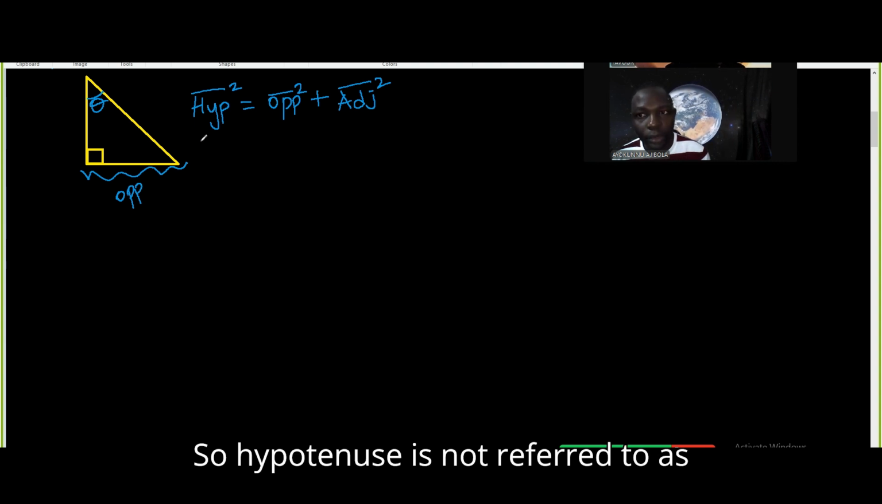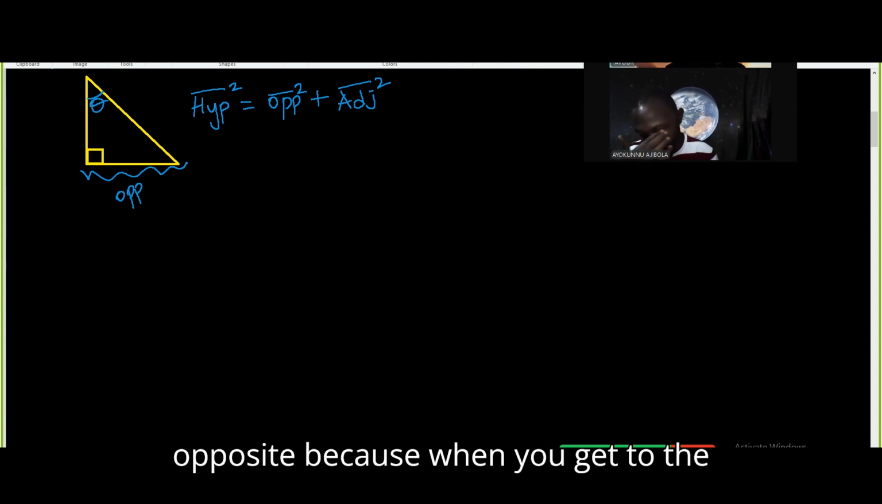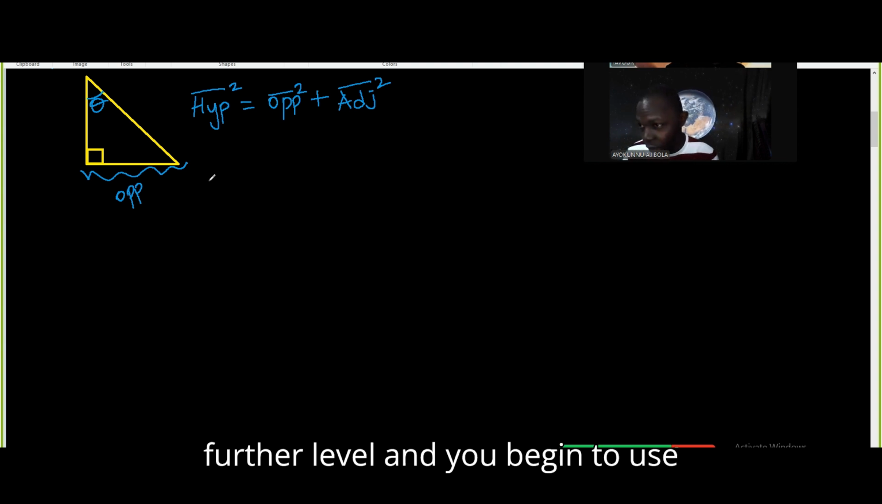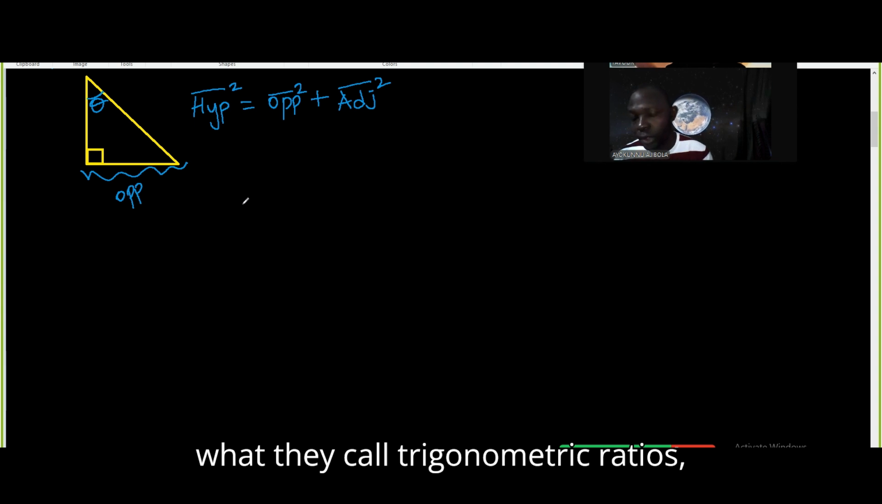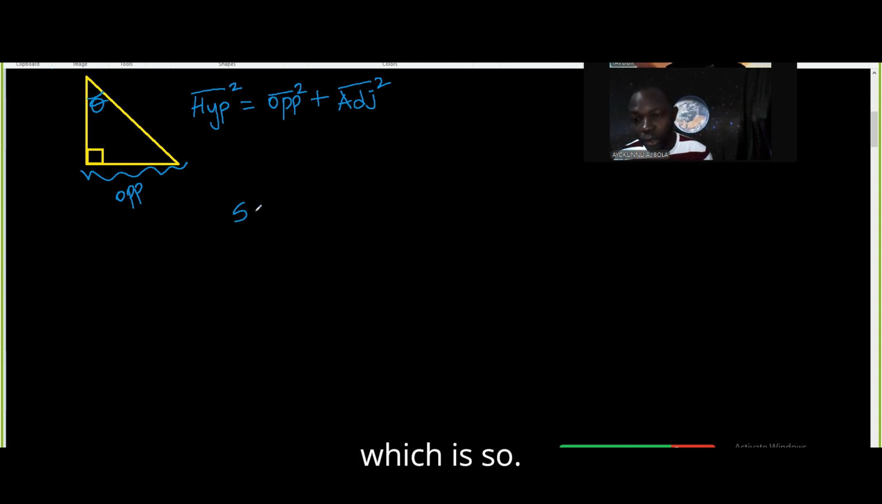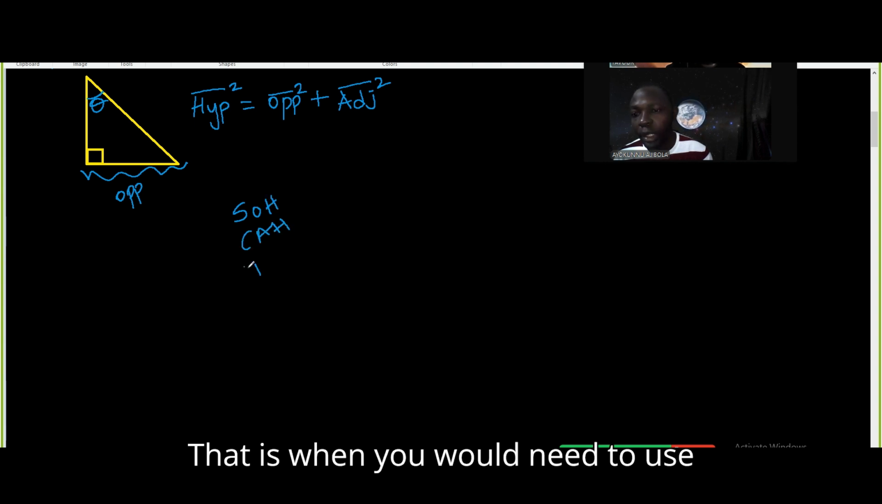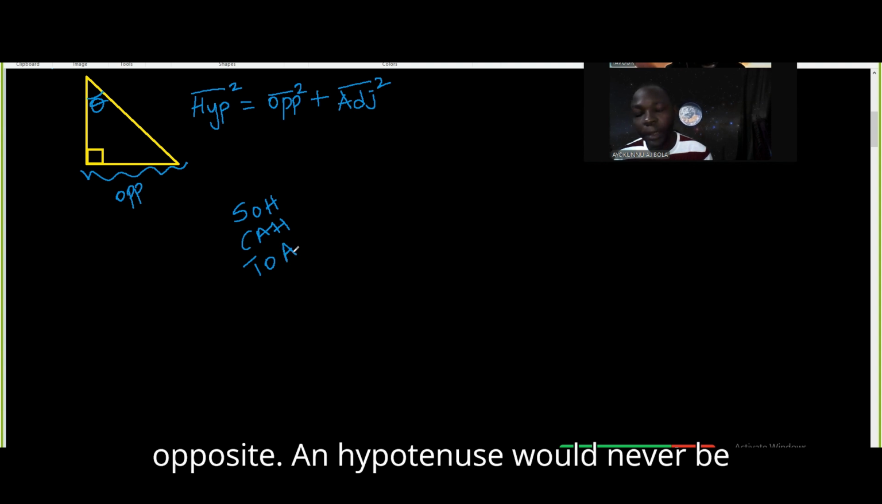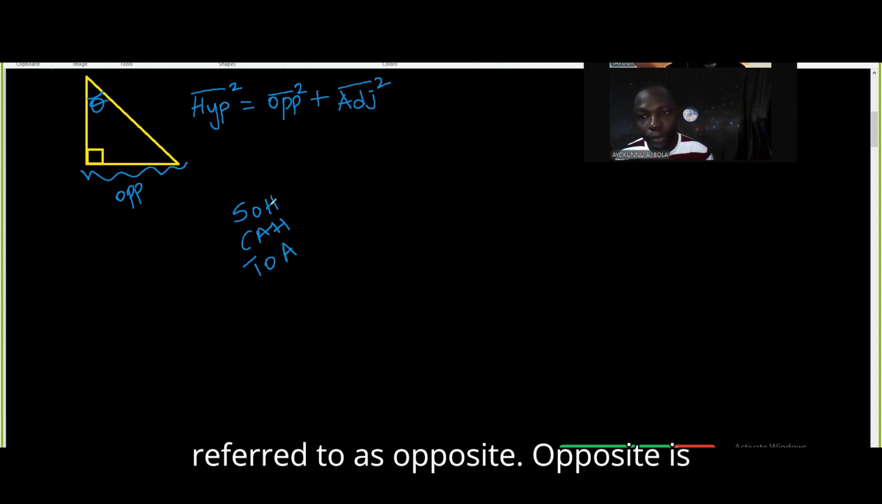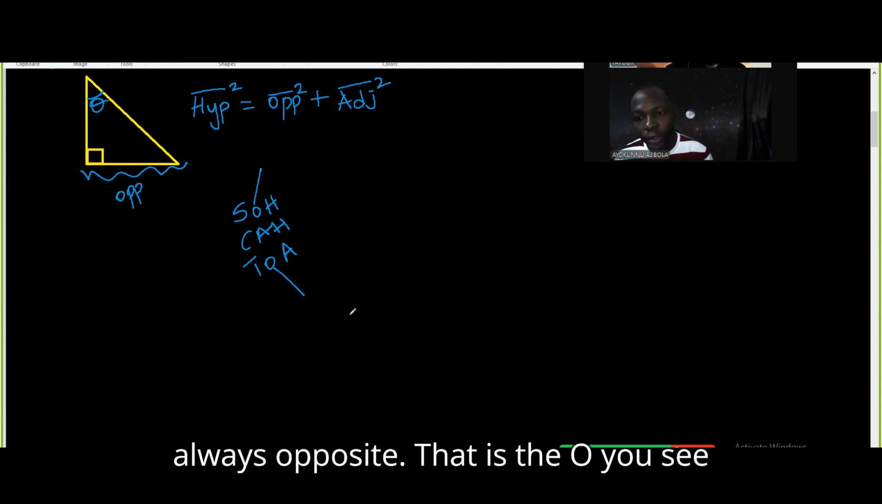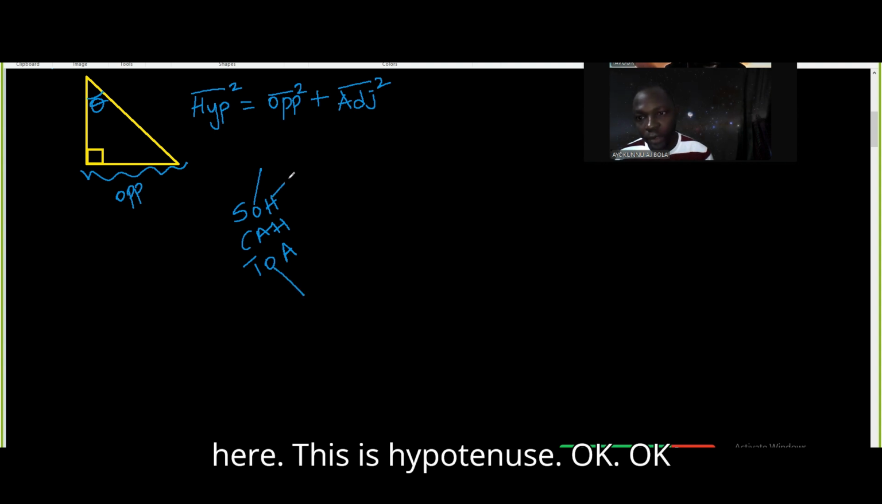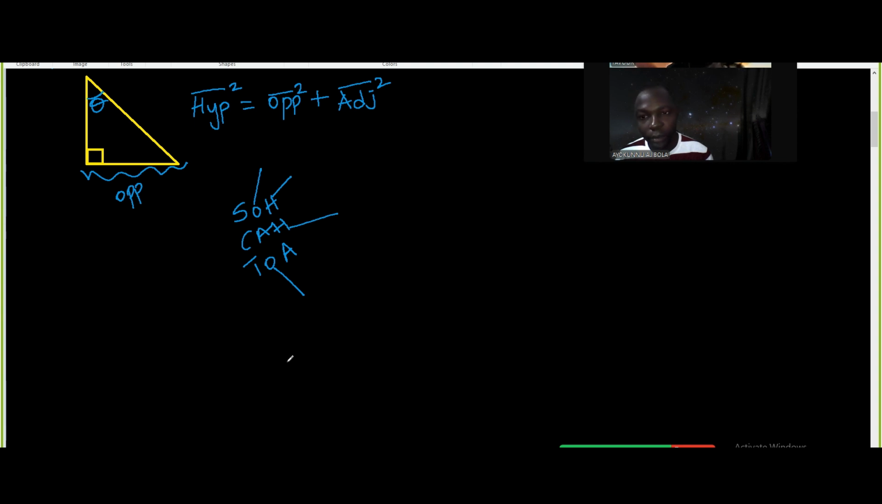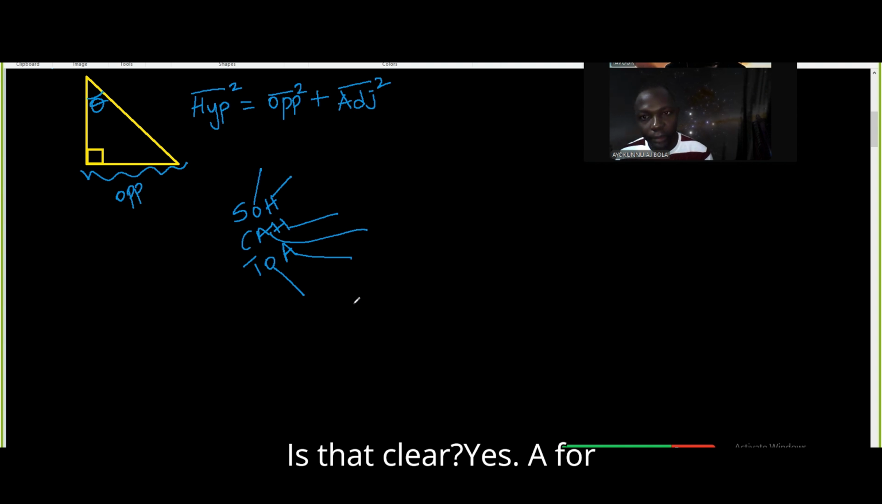Okay. So hypotenuse is not referred to as opposite because when you get to the further level and you begin to use what they call trigonometric ratios, which is SOH CAH TOA, that is when you will need to use opposite, and hypotenuse would never be referred to as opposite. Opposite is always opposite. That is the O you see here. This is hypotenuse, okay? And this is adjacent. Is that clear?